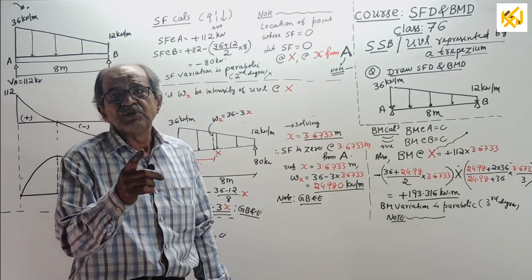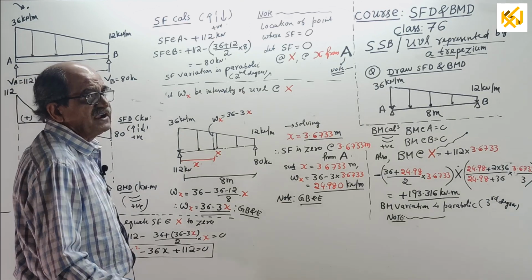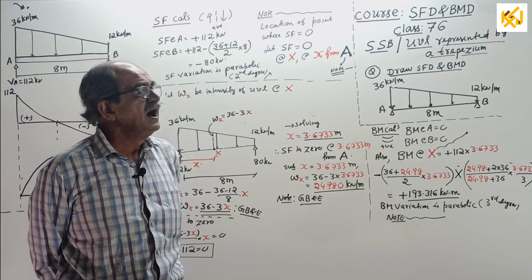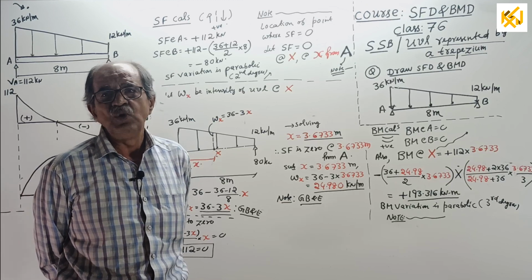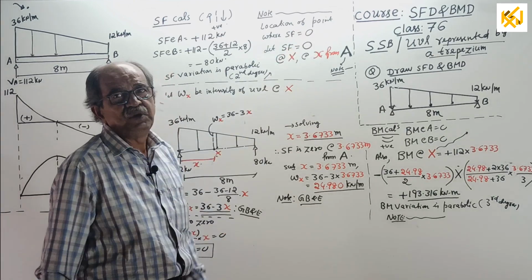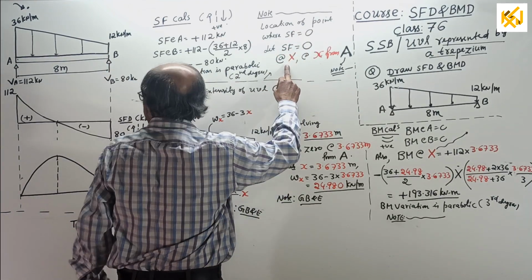Now observe the shear force diagram. Decide or check: will the shear force diagram cross the baseline somewhere? The answer is yes. Is the point known? No, unknown. Then the location of the point where shear force equals 0 is an unknown point. Let shear force equal 0 at a point x.